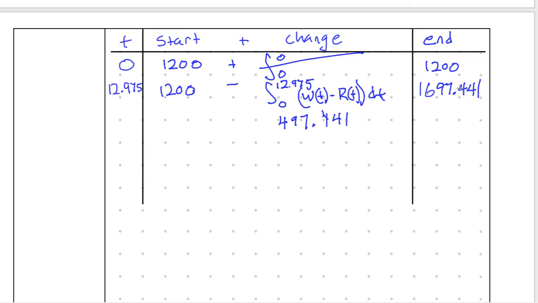At t equals 12.975. Yep. Highest at t is equal to 12.975. What are we missing? You also need the amount. You should always be doing this just to be careful.